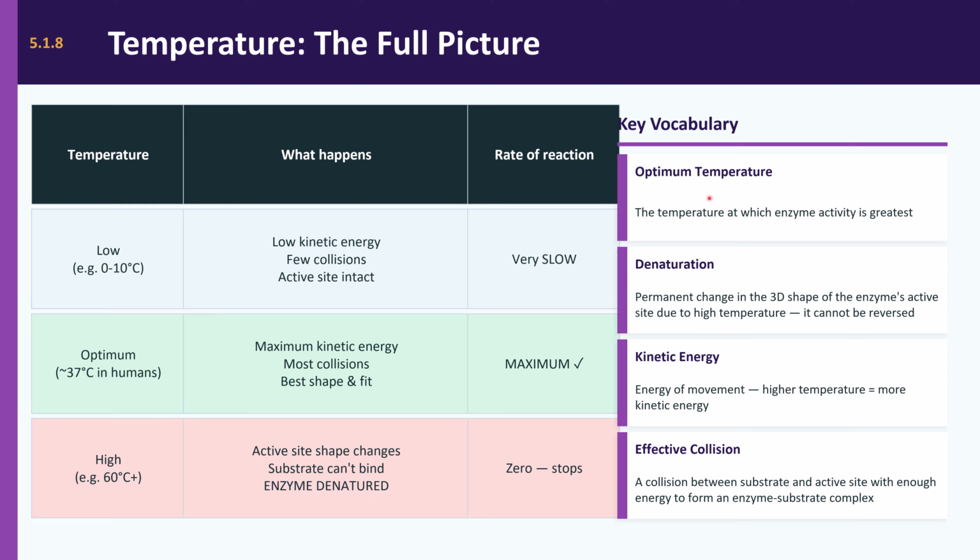Key vocabulary. We have our 4 power words. Make sure you can define these. First is optimum temperature, the temperature at which enzyme activity is greatest. Denaturation, permanent changes in the 3D shape of the enzyme's active site due to high temperature. It cannot be reversed. Kinetic energy, energy of movement; higher temperature means more kinetic energy. Effective collision, a collision between substrate and active site with enough energy to form an enzyme-substrate complex.